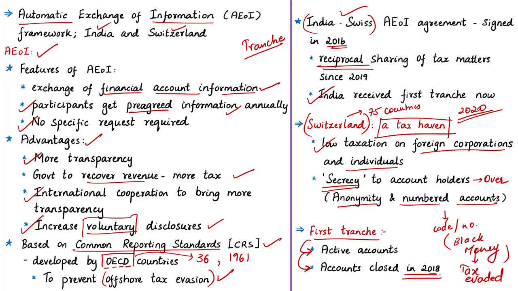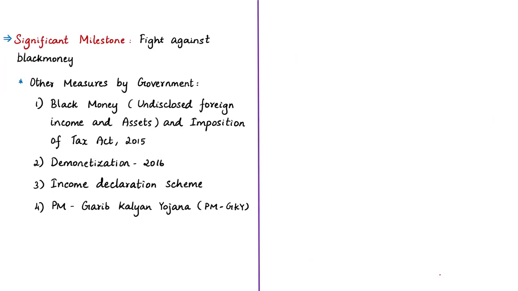spared. And as we all know that the Prime Minister of India had declared to fight against black money in 2014. So the government of India took several measures to curb black money and money laundering. The first step towards this was the introduction of the Black Money Undisclosed Foreign Income and Assets and Imposition of Tax Act of 2015. Now this was followed by demonetization in 2016.